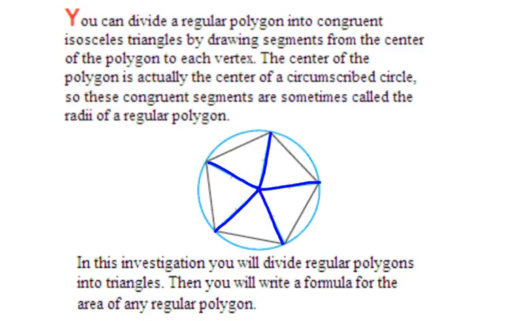In this investigation that we will do here in a few minutes, you will divide regular polygons into triangles. Then you will write a formula for the area of any regular polygon. So that's the goal for today, is to end up coming up with the area formula for a regular polygon. We've talked about area formulas of different polygons so far. Now we're talking about area of a regular polygon.